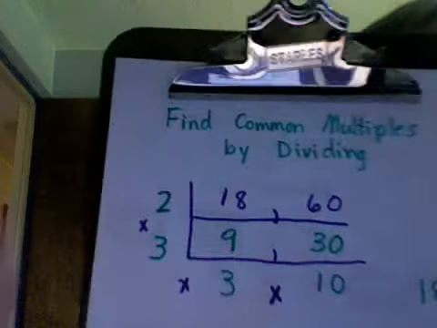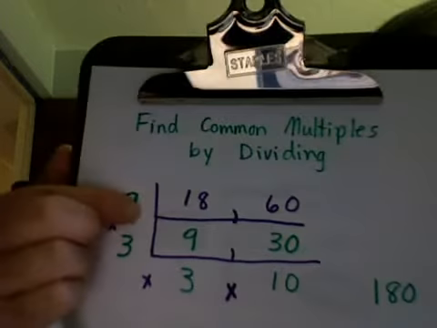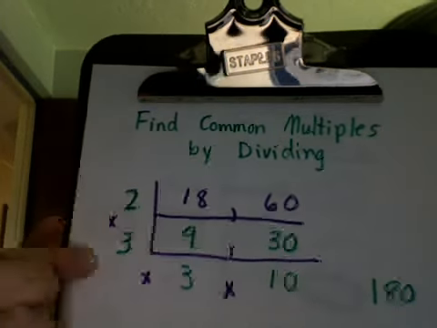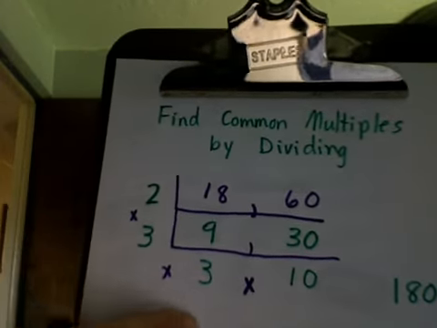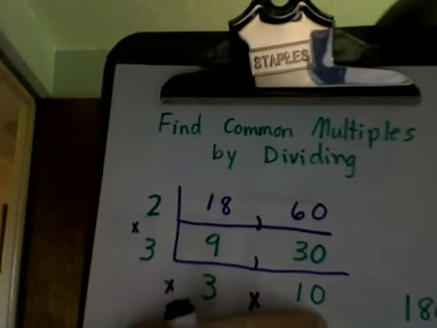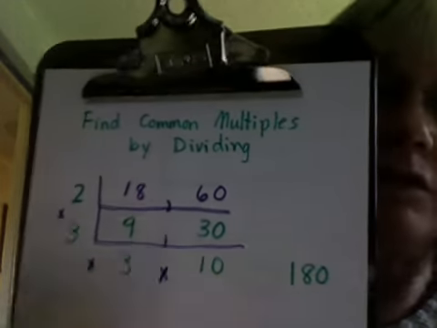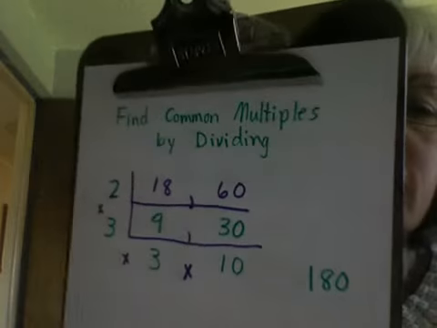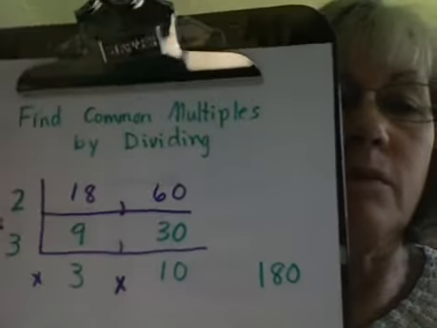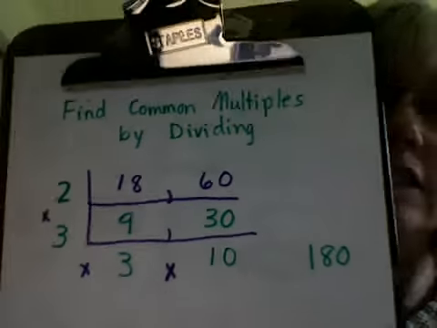I'll think about it as a sort of downstairs step multiplication problem to find the lowest common multiple. We started up here with 2, multiplied by 3, then multiplied by another 3, then multiplied by 10, gives us the result of 180. That's the lowest common multiple of both 18 and 60.